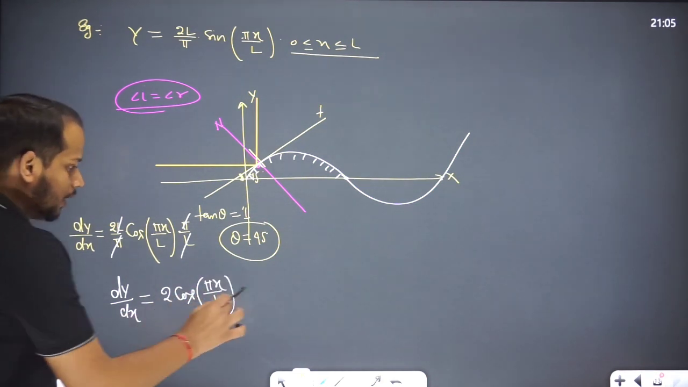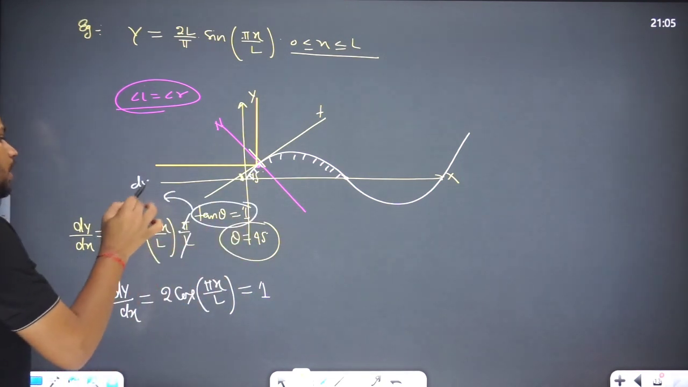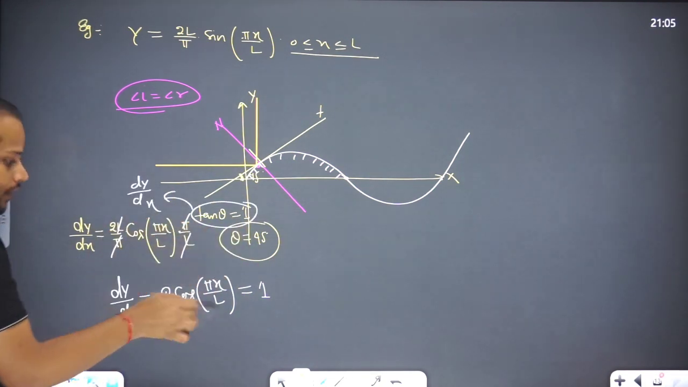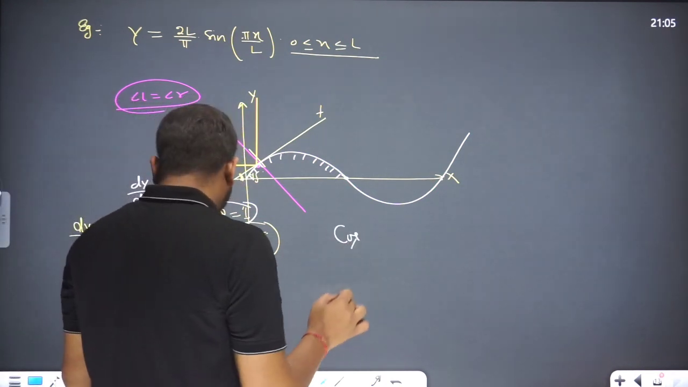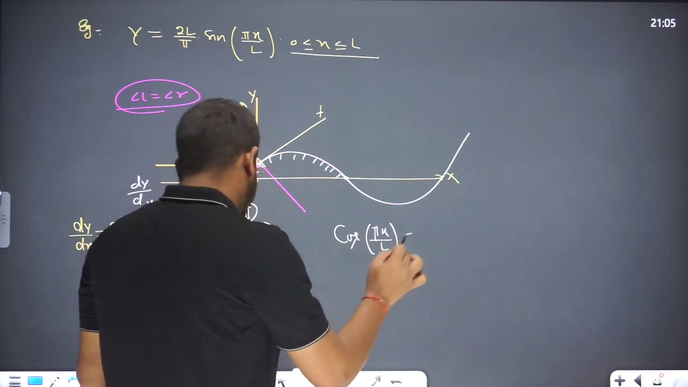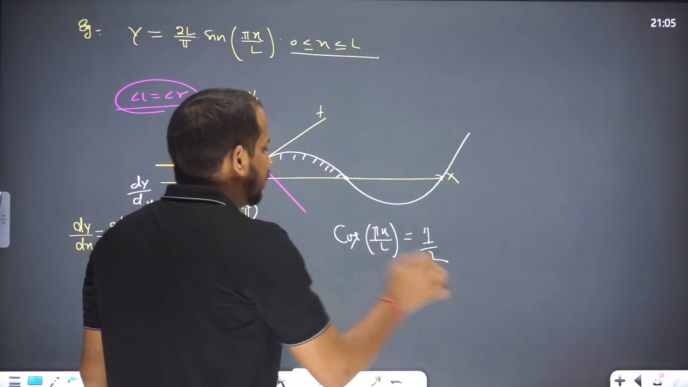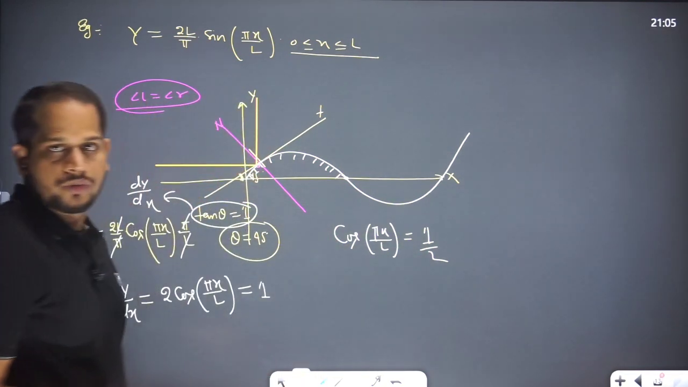And we know dy by dx is 1, because tan theta is dy by dx. So the slope is 1, so let's put it equal to 1. So what will we see over here? The cos pi x by l is equal to 1 by 2. We have a limited range, so what will be the value? Actually there are 2 values for 1 by 2.